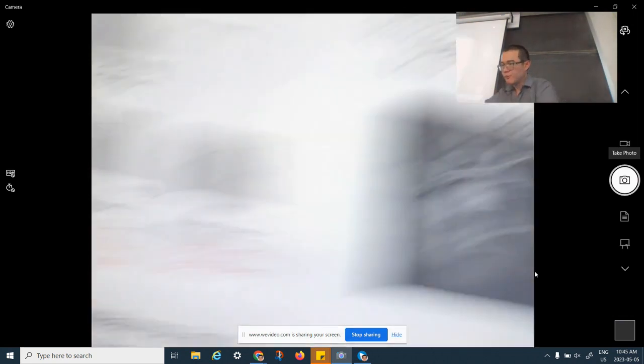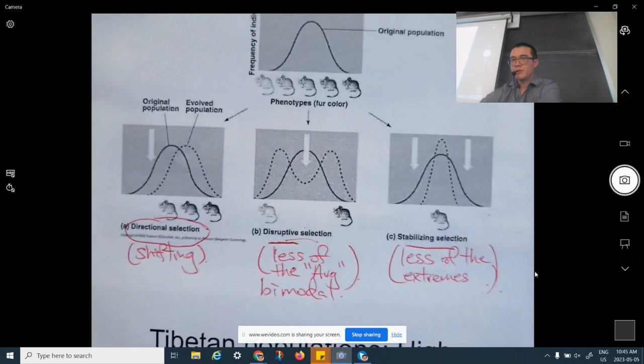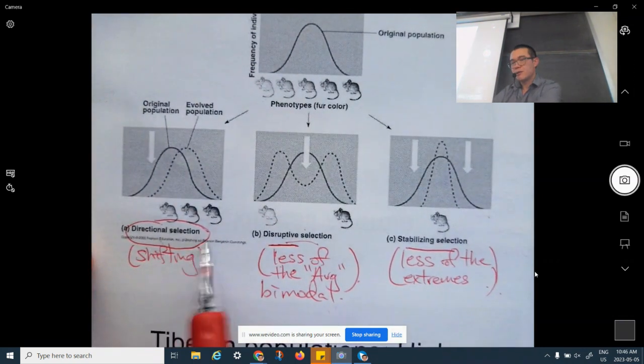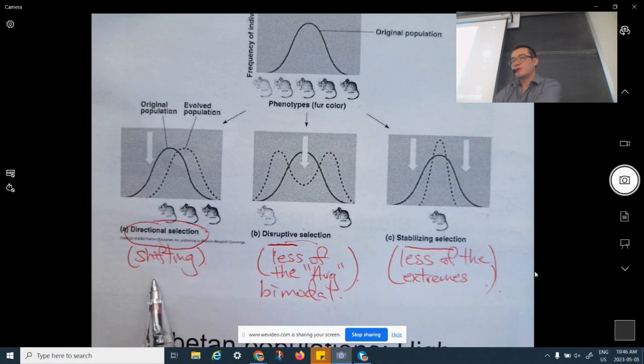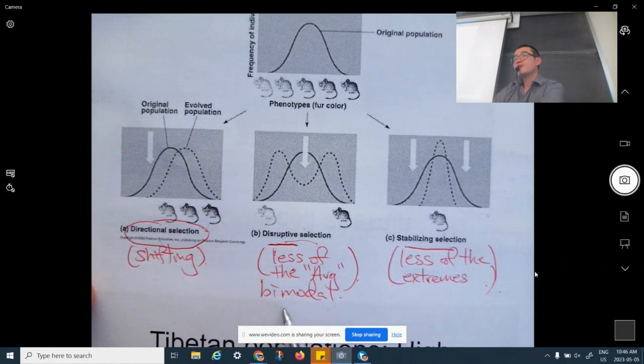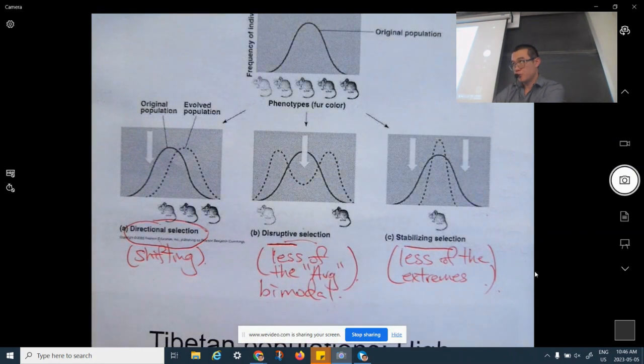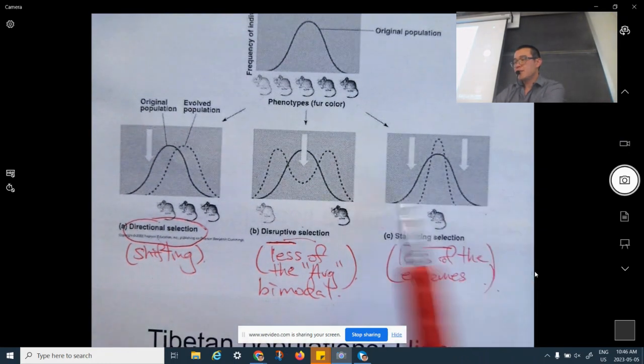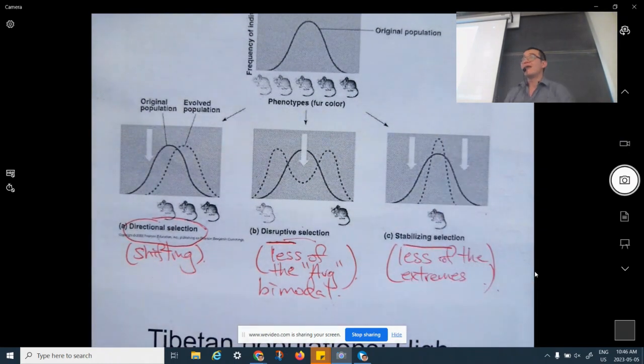So let's look over here. I wrote three things for you to remember. Directional selection, you're shifting the bell curve. Disruptive, you're having less of the average. In math, you call this kind of curve a bimodal curve, or bimodal distribution. And stabilizing means you have less of the extreme. The population is much closer within the average range.